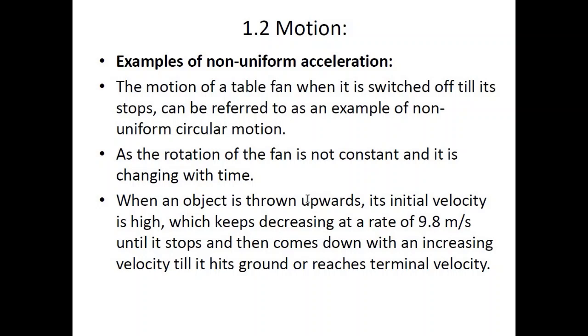And examples of non-uniform acceleration: the motion of a table fan when it is switched off till it stops can be referred to as an example of non-uniform motion, as the rotation of the fan is not constant and it is changing with time. The second example is when an object is thrown upwards, its initial velocity is high, which keeps decreasing at a rate of 9.8 meters per second squared until it stops, and then comes down with an increasing velocity till it hits the ground or reaches terminal velocity. So these two are examples of non-uniform acceleration.